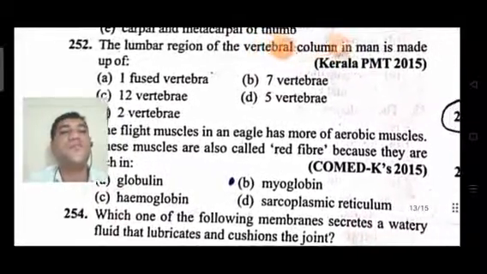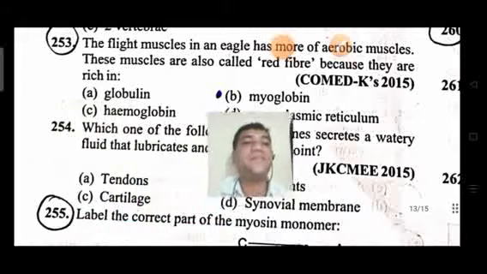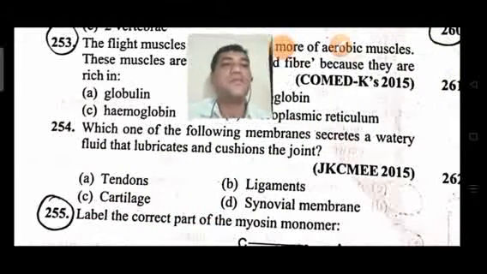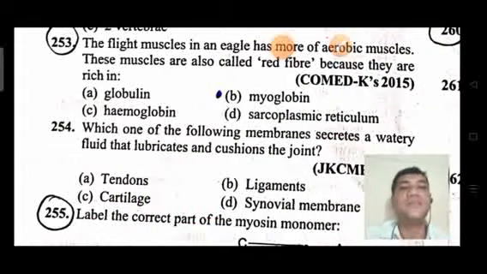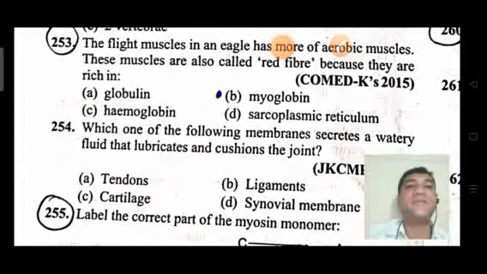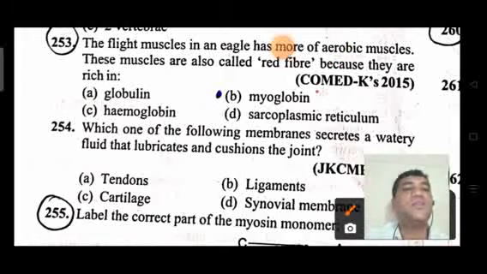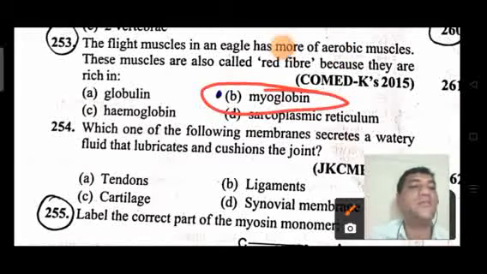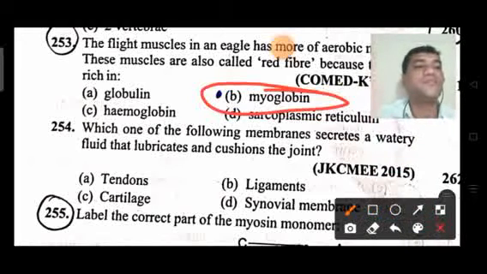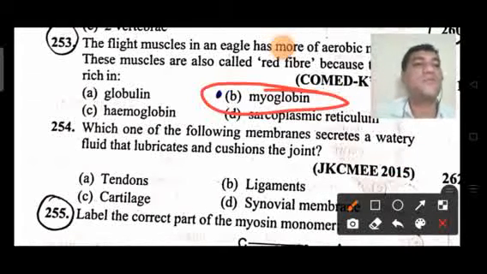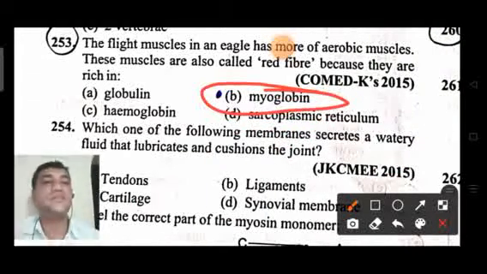Next, the flight muscles. The flight muscles in an eagle are aerobic muscles. These muscles are also called red fibers because they are obviously rich in mitochondria and rich in myoglobin, to make flight easier. So here they have high myoglobin content, so it is B option.